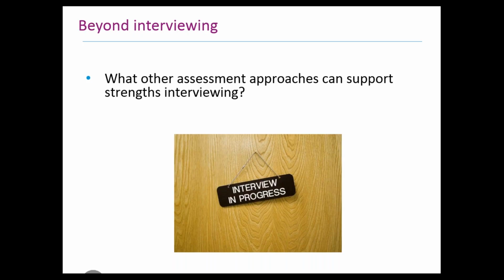So the summary from this is strengths interviewing is almost certainly not enough. It helps, and it's definitely, in our experience, more effective than competency-based interviews alone, but we would strongly recommend that any organization introducing strengths into their process considers doing more than just strengths interviewing, and the more you can do it, the better, at more stages of the recruitment process.